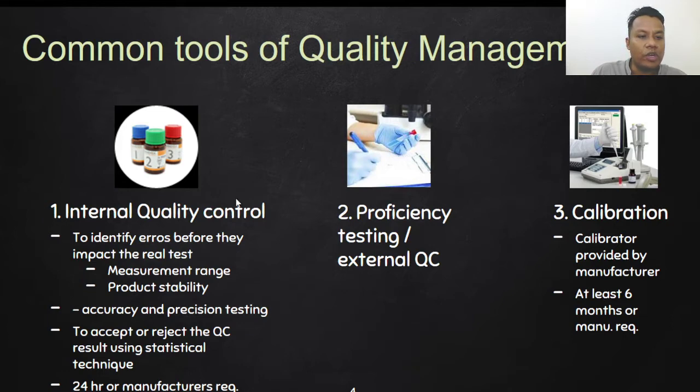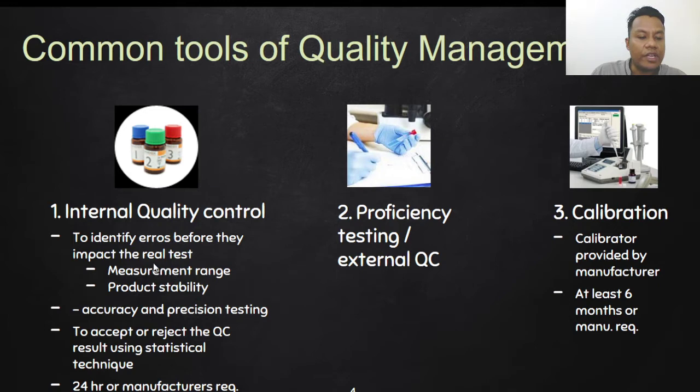First is quality control, also known as internal quality control. Second, external quality control or proficiency testing. And third, calibration. So let's have a look at the internal quality control. The objective of internal quality control is to identify errors before they impact the real test.